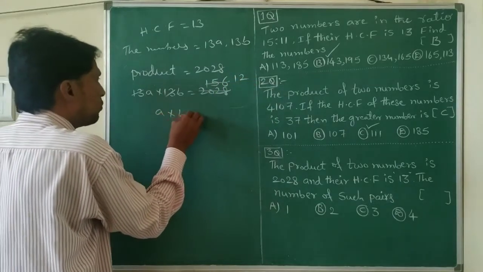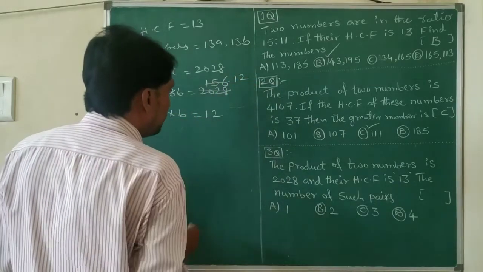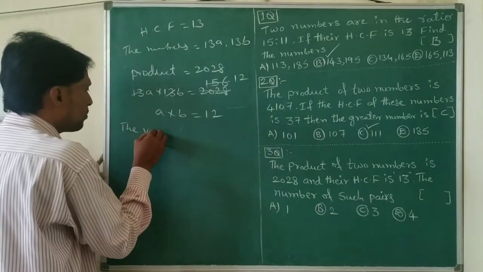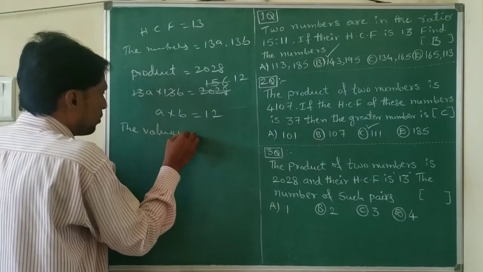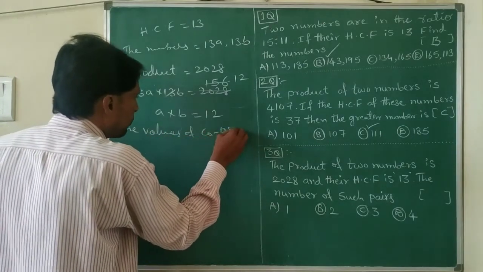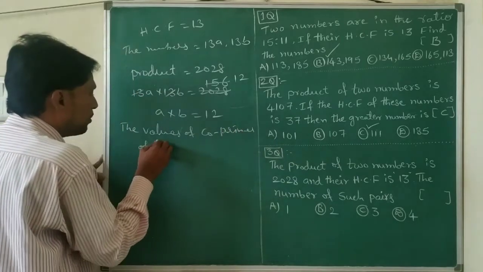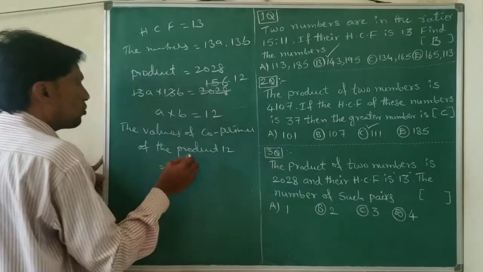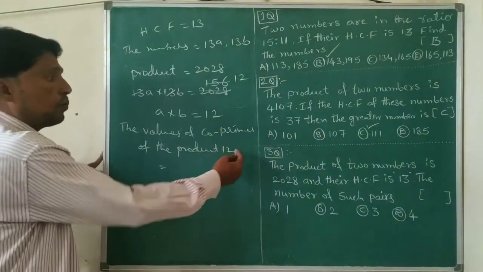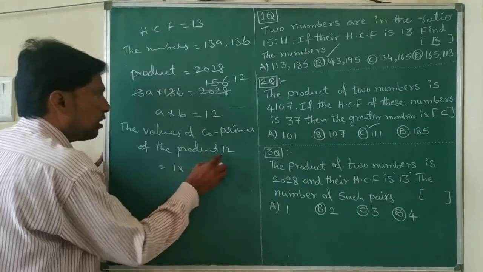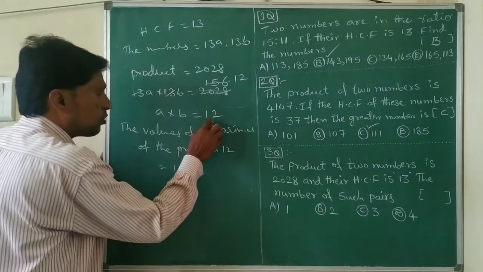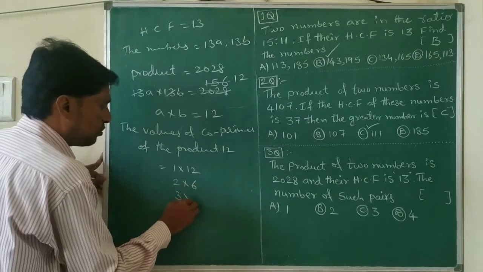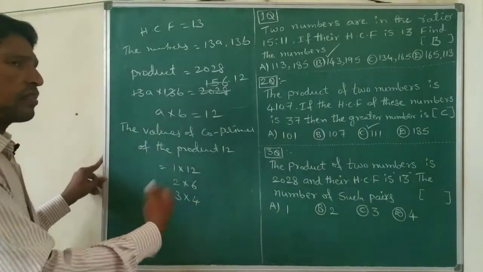So A into B equals 12. A into B equal to 12 means the values of the product 12 must be co-primes. So we need to take only the co-primes. How do we write this product? Co-primes: 1 into 12 we can write, 2 into 6, 3 into 4, and 4 into 3, like this reverse order also.